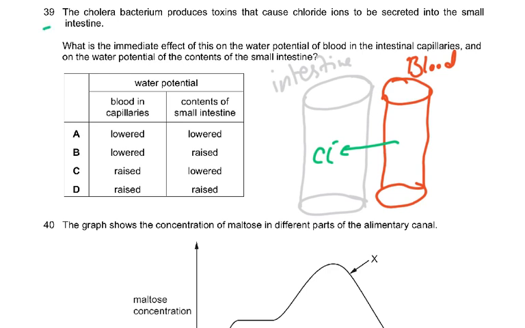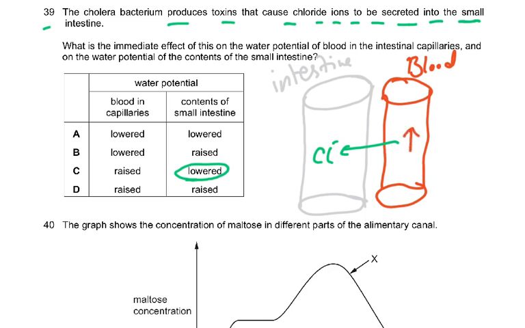Question number 39. The cholera bacterium produces toxins that cause chloride ions to be secreted into the small intestine. What is the immediate effect of this on the water potential of blood in the intestinal capillaries and the water potential of the contents of the small intestine? So if the chloride ions are going to be moved from the blood into the intestine, so more chloride ions into the small intestine, so the water potential would be lowered. And what will happen to the blood? That will be raised. Why will it be raised? Why would it be raised here in the blood?